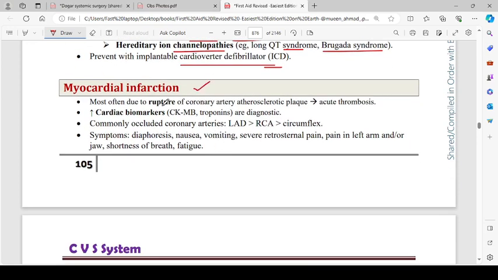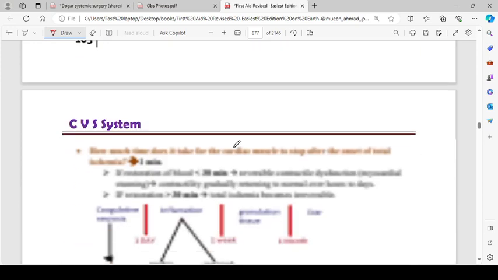Myocardial infarction, most often due to rupture of a coronary artery atherosclerotic plaque that will lead to acute thrombosis. Increased cardiac biomarkers CK and troponin are diagnostic. Commonly occluded coronary arteries are the left anterior descending artery, then the right coronary artery, then the circumflex artery. So this is a sequence. Symptoms are diaphoresis, nausea, vomiting, severe retrosternal pain, pain in the left arm or jaw, shortness of breath, and fatigue.